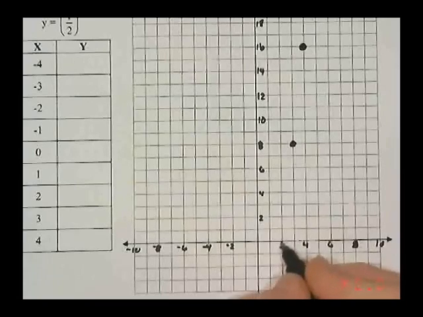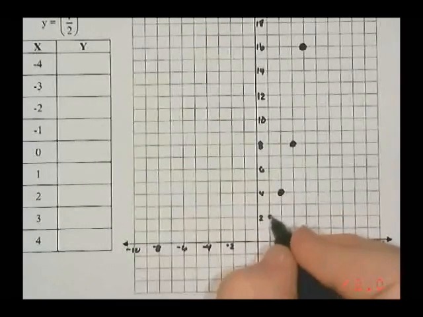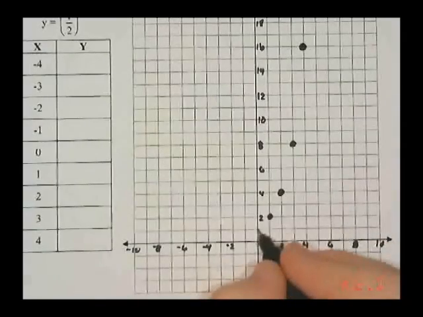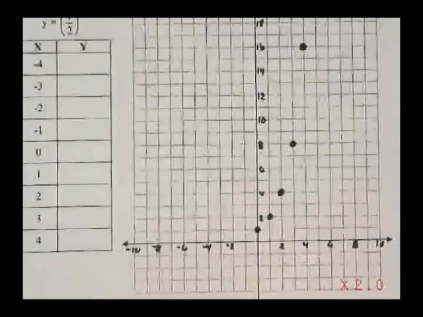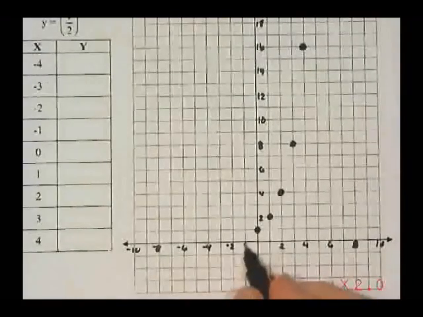2 and 4. 2 and 4. 1 and 2. And then 0 and 1. And then this is where I start with the fractions. So 1, -1 and 1/2.